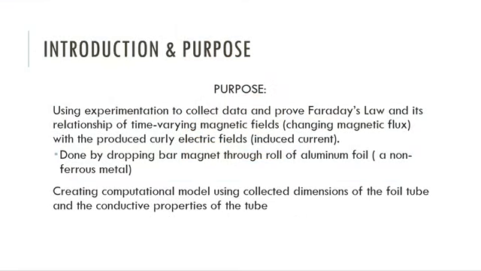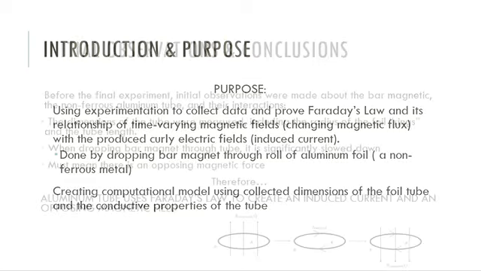In this experiment, we're going to collect data and prove Faraday's law and its relationship of time-varying magnetic fields, changing magnetic flux, with the produced curly electric fields, induced current. This is done by dropping a bar magnet through a roll of aluminum foil, a non-ferrous metal. Then eventually we'll create a computational model using the collected dimensions of the foil tube and the conductive properties of the tube to create a visualization of the experiment.